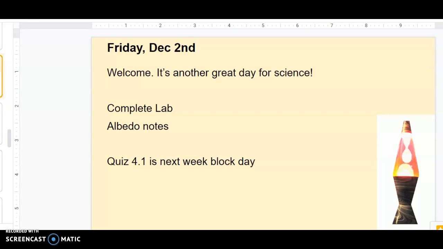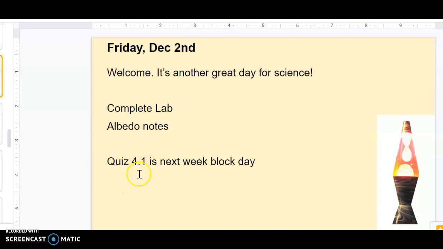There's going to be some notes here. I want you to follow along as you go through these notes, and I want you to copy some things down. There's going to be some times where you're going to have independent work time and you can pause the video. There's going to be other times that you're going to need to pay attention carefully. But you're going to need to complete the lab that we worked on from block day, and there's going to be notes that you take on albedo, but we'll get to that.